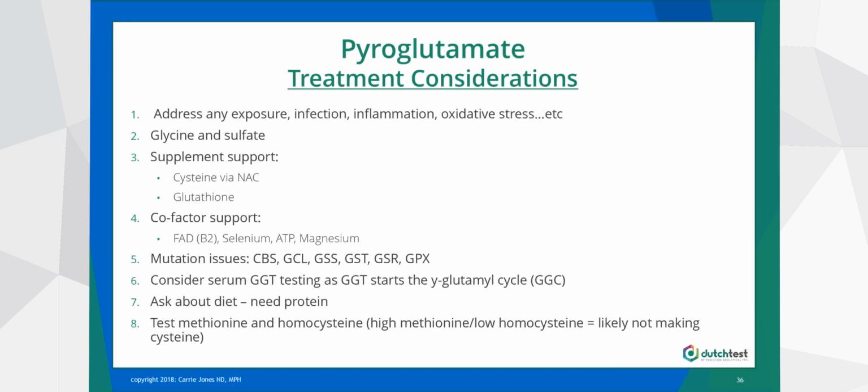You can consider serum testing for GGT. Now, GGT is an enzyme, and it gets released when the liver is damaged. So if your GGT is low or high, it may mean a glutathione problem. Why is that? Well, it's the start of the gamma-glutamyl cycle, the GGC cycle, and I'll show you that in the next slide. You want to ask them about their diet.